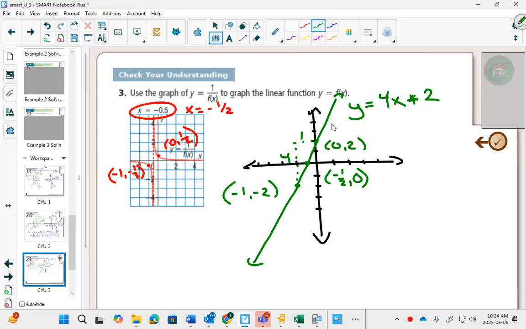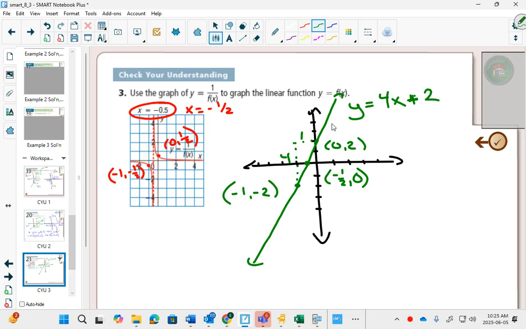Now, it didn't ask for the equation. It could have. It just asked us to draw the graph. And in drawing the graph, we find some reciprocal points on our original graph, and we draw what the original point would have been on the line. We also, very important, label that x-intercept according to where the asymptote was.